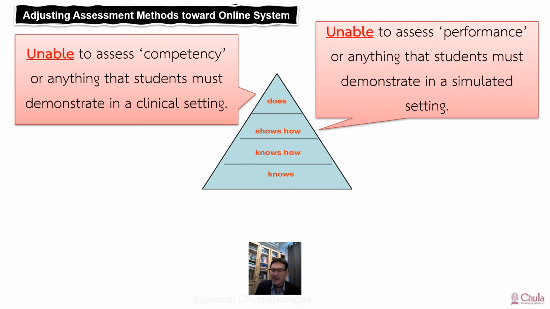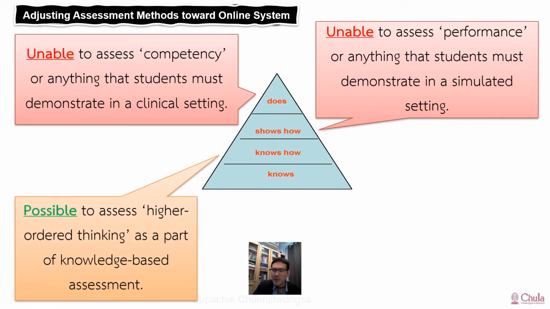Or even in the laboratory, students need to practice cavity preparation or composite filling on a phantom head or plastic tools. For online assessment, it is still not possible to assess everything about the performance, because we need to look at the skill they use, the position they sit in, and the instruments they use. So till now, online assessment is not possible for the does and shows how levels.